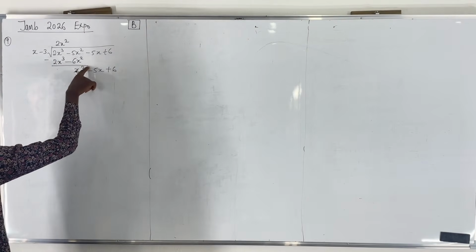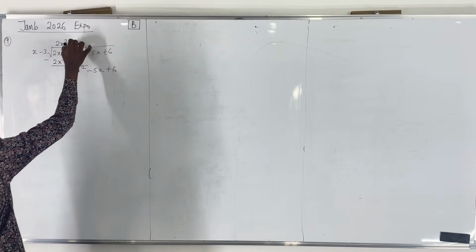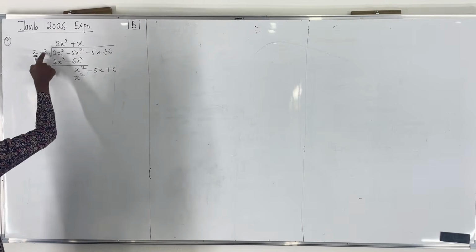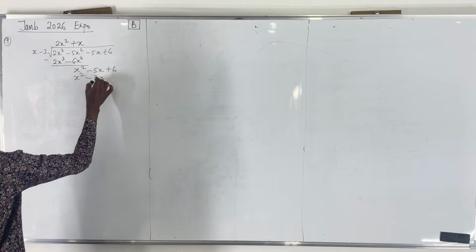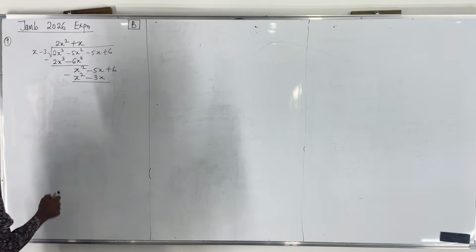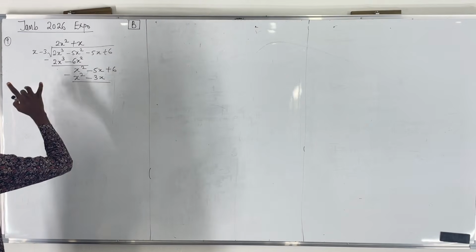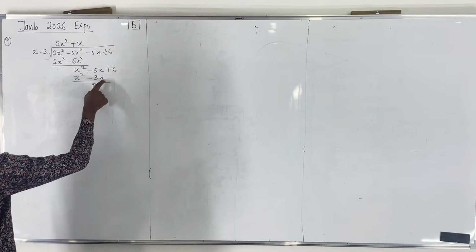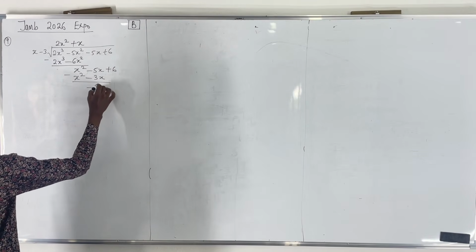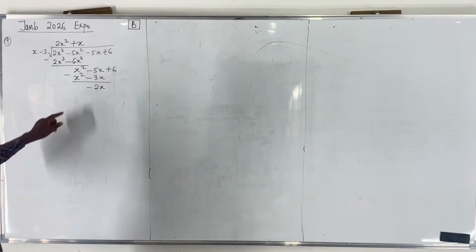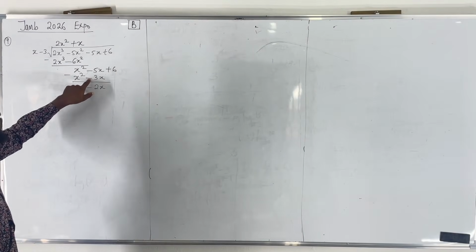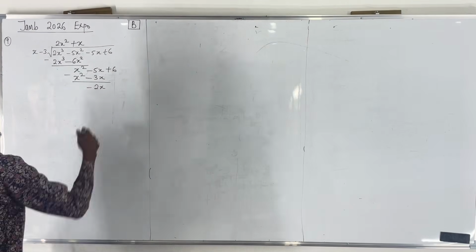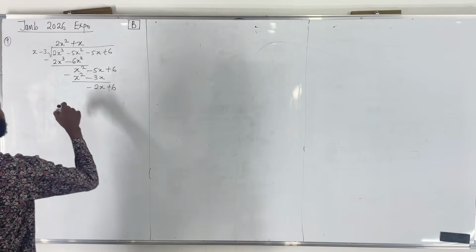Now x squared divided by x will give us x. Then x times x, x squared. x times minus 3, minus 3x. Then we subtract again. x squared minus x squared is 0. Minus 5x minus minus 3x will give us minus 2x, because basically the minus here will give us plus. So minus 5x plus 3x is minus 2x. And you bring down your plus 6.